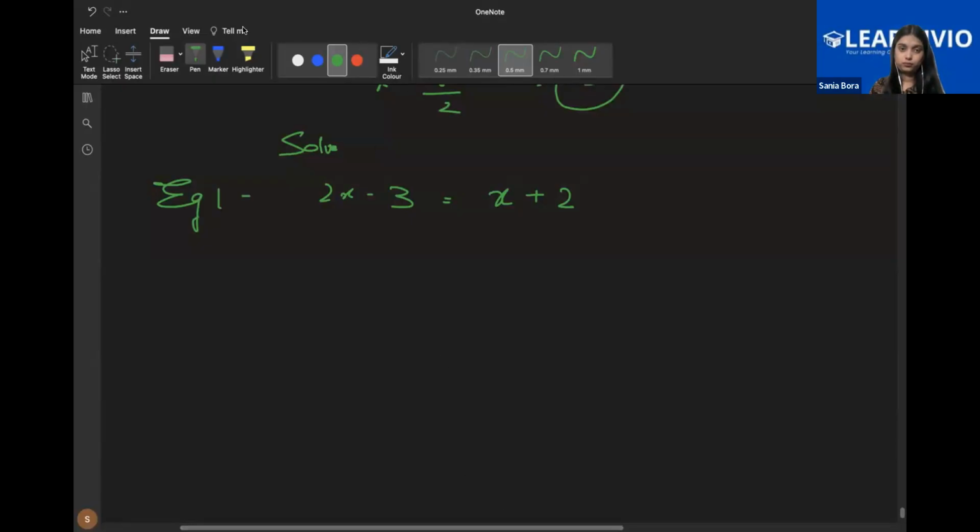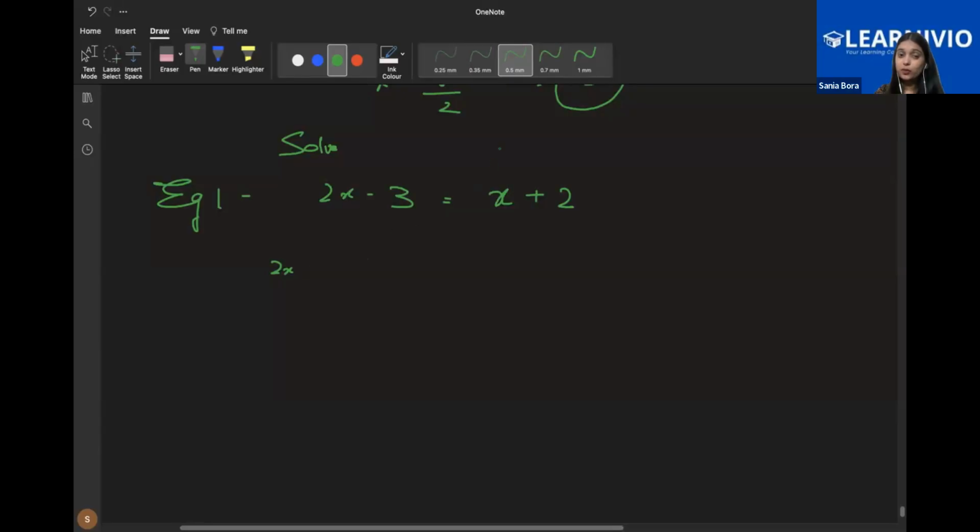Ma'am, I don't understand this question. Okay. So what is the first step? What you need to do? Ma'am, 2x plus 2? Plus 2. X will come with x only, no? Yes, ma'am. So 2x plus, plus x.